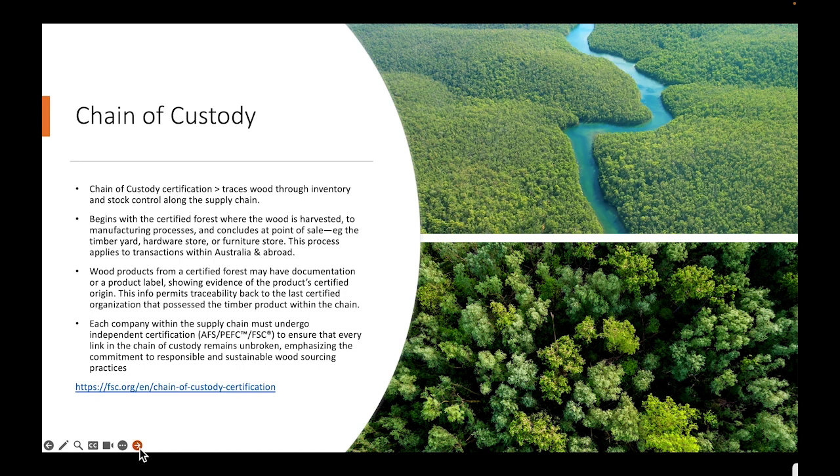So wood products from a certified forest may have documentation or a product label showing evidence of the product's certified origin. This information permits traceability back to the last certified organisation that possessed the timber product within the supply chain. Each company within the chain must undergo what's called independent certification, and we have a certifier in Australia who I will cover in a moment. This ensures that every link in the chain of custody remains unbroken, emphasising the commitment to responsible and sustainable wood sourcing practices.